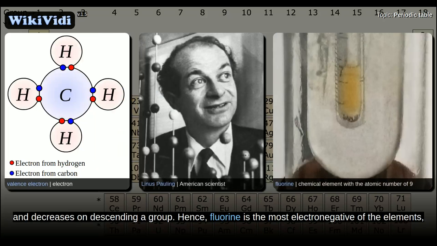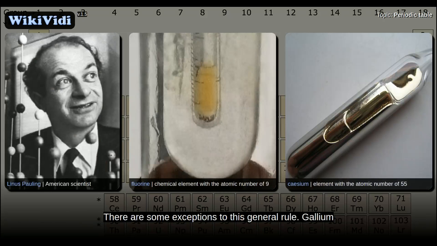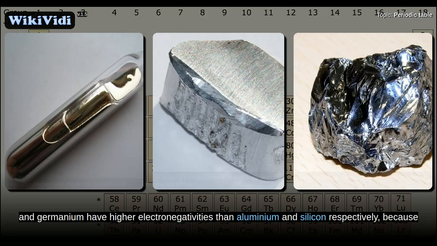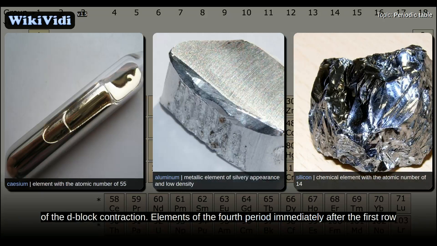Hence, fluorine is the most electronegative of the elements, while cesium is the least, at least of those elements for which substantial data is available. There are some exceptions to this general rule. Gallium and germanium have higher electronegativities than aluminium and silicon respectively, because of the d-block contraction.